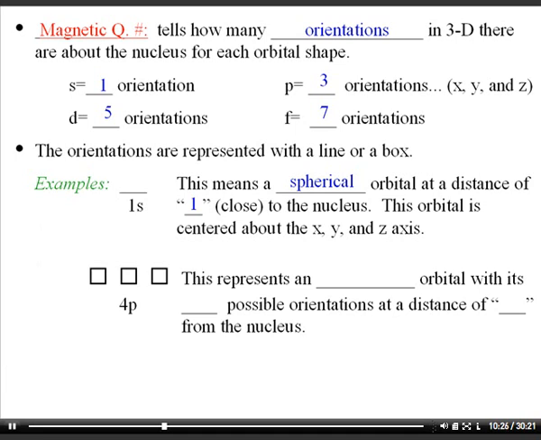In the next picture you see 4P with 3 boxes. The number 4 represents the distance that it is from the nucleus. The P letter tells you that it's an ellipsoid, or that 3D figure 8 shape. And the 3 boxes represent the 3 positions of this ellipsoid. It can be on the X, Y, or Z axis. So it's an ellipsoid, 3 possible orientations at a distance of 4.